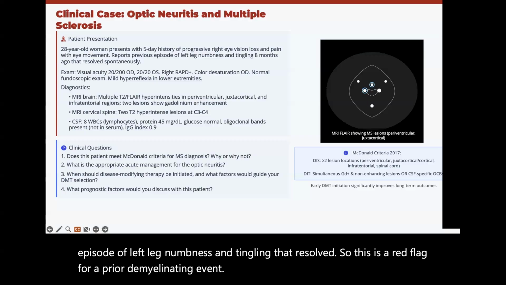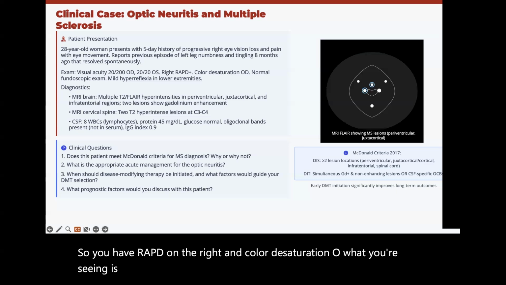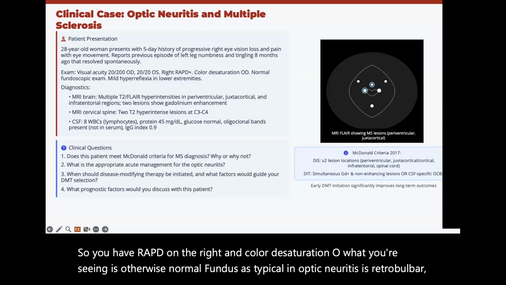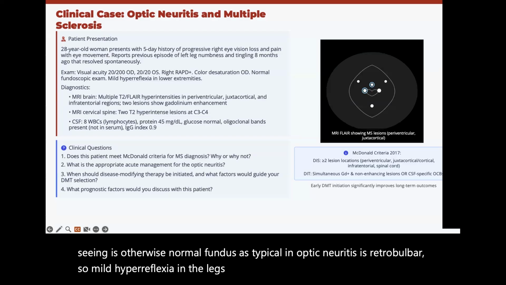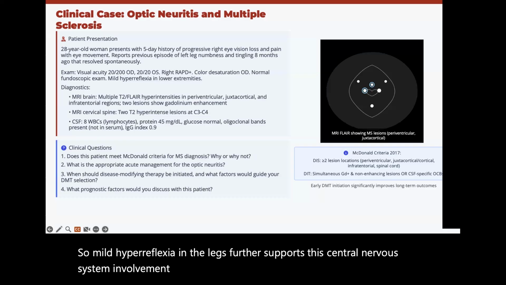So you have RAPD on the right and color desaturation. What you're seeing is an otherwise normal fundus, as is typical in optic neuritis, which is retrobulbar. Mild hyperreflexia in the legs further supports central nervous system involvement, and so likely there's some spinal cord involvement here. So we go to the MRI.